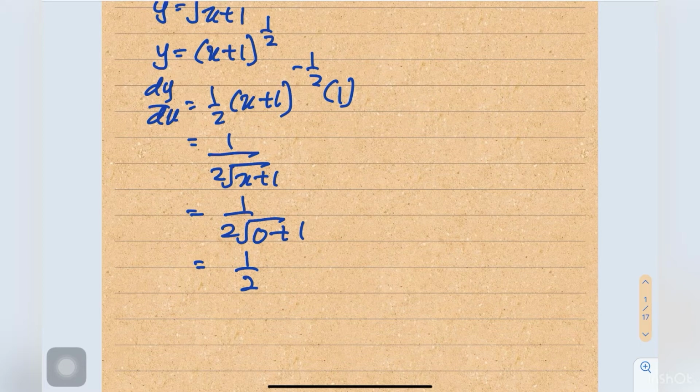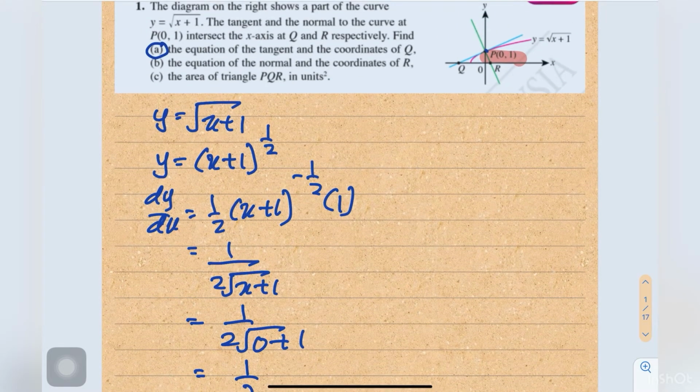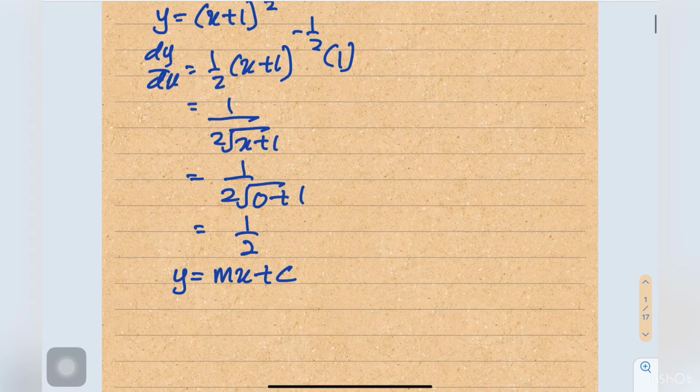dy/dx is the gradient of the tangent, and now we are going to find the equation of the tangent. The equation of the tangent is y equals mx plus c. Now we already have m, the gradient, which is 1 over 2, but c we are going to find from the y-intercept. From the diagram, we can see for the blue straight line, the y-intercept is 1, meaning that c is 1. So we just substitute into the equation: y equals 1 over 2 x plus 1.